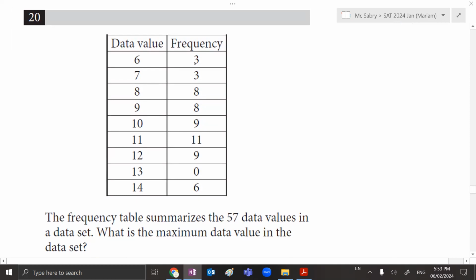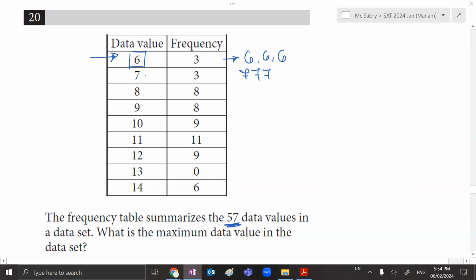Data value, these, and these are the frequencies. What does frequency mean? Repeatedly. Perfect. So what does that mean? Data value 6, frequency 3. So the value 6 is repeated 3 times. Exactly. And the 7, 3 times. And then 8 times, and so on. Right.